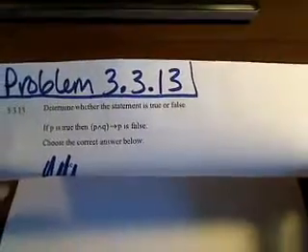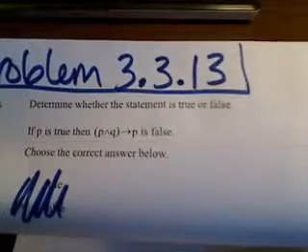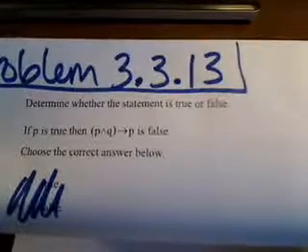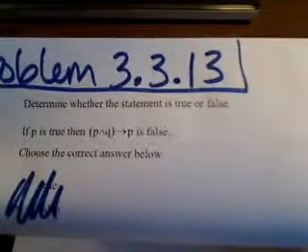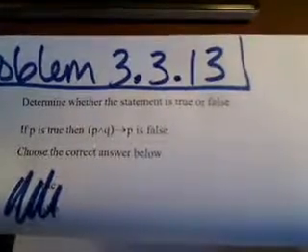Okay, so here's a question that was asked over email. This is problem 3.3.13. I'm not sure if you can see it there, but they're asking us to determine whether the statement is true or false. If P is true, then P and Q implies P is false. They want us to identify whether that's true or false.